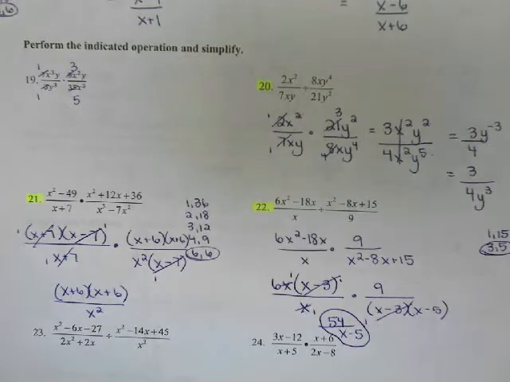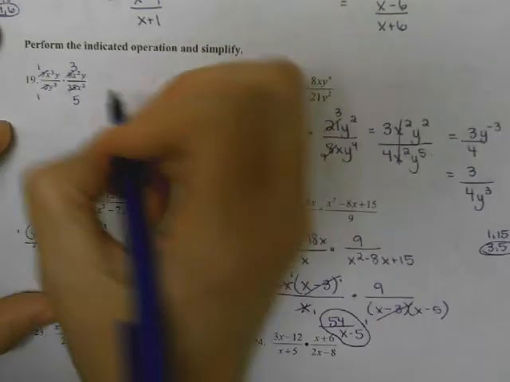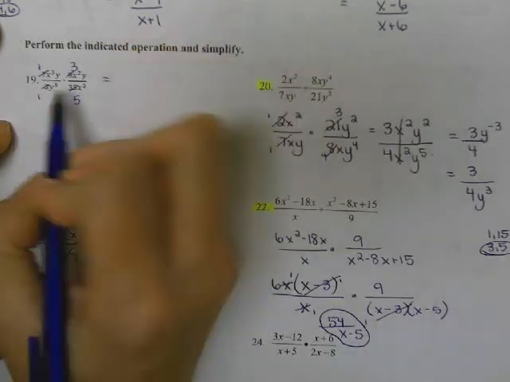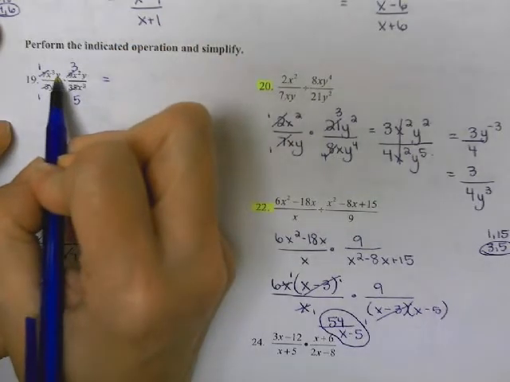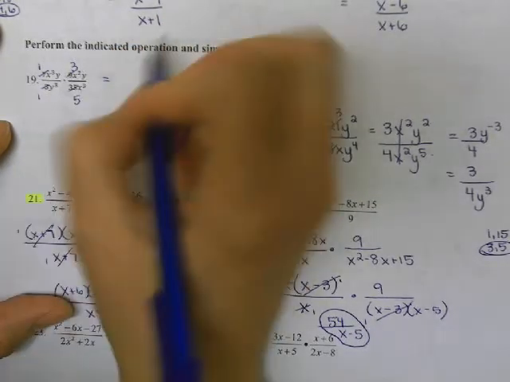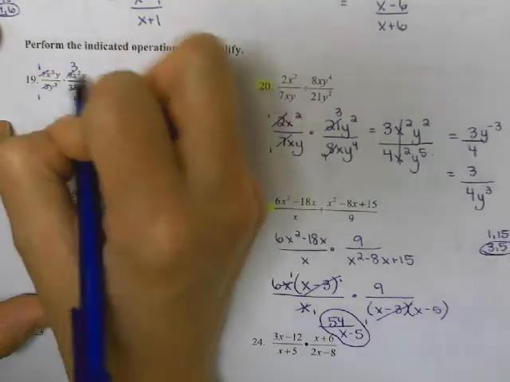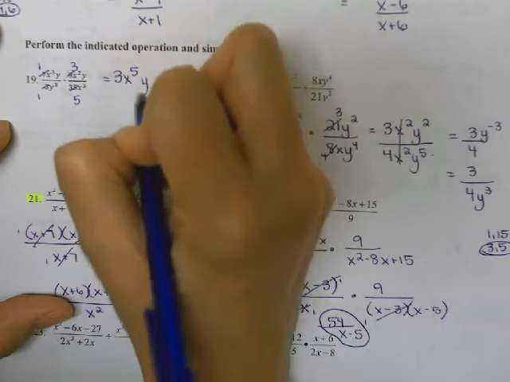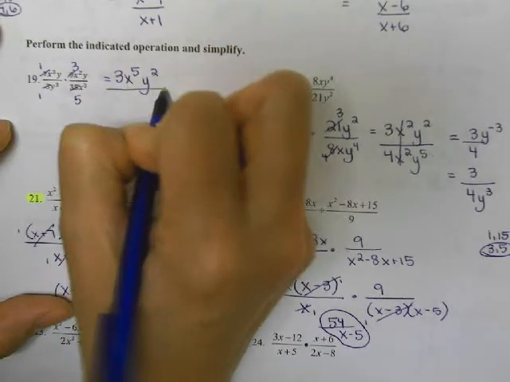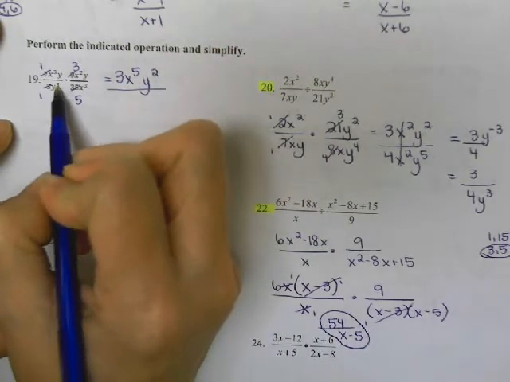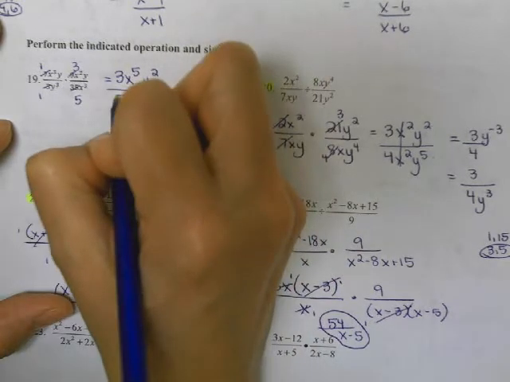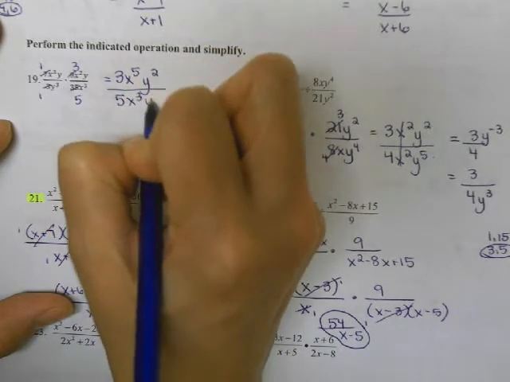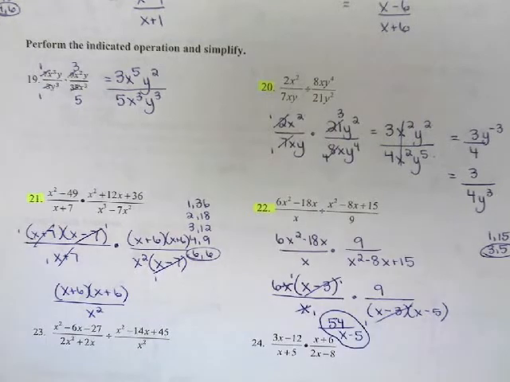Now I'm going to use my exponent rules, and I'm just going to combine. So over here I have x cubed y times 3x squared y. So 3, an x cubed and an x squared is going to give me an x to the 5th. A y and a y is going to give me a y squared. In the bottom I have y cubed times 5x cubed. So 5x cubed, y cubed.